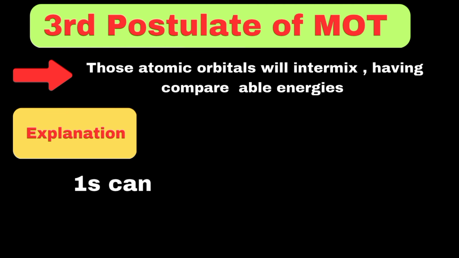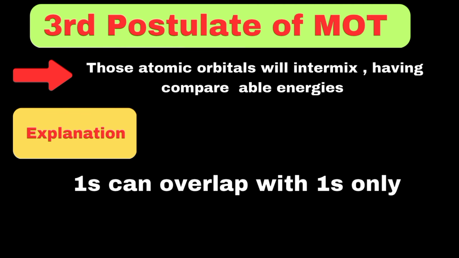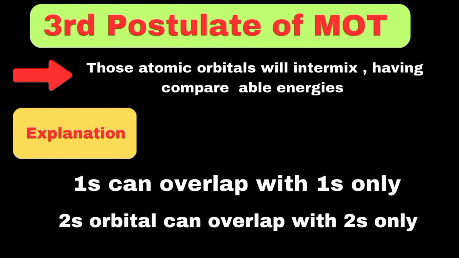This means that the 1s orbital will overlap with the 1s orbital of another atom, and similarly, the 2s orbital will overlap with the 2s orbital of another atom. It is not possible that the 1s orbital of one atom can overlap with the 2s orbital of another atom.